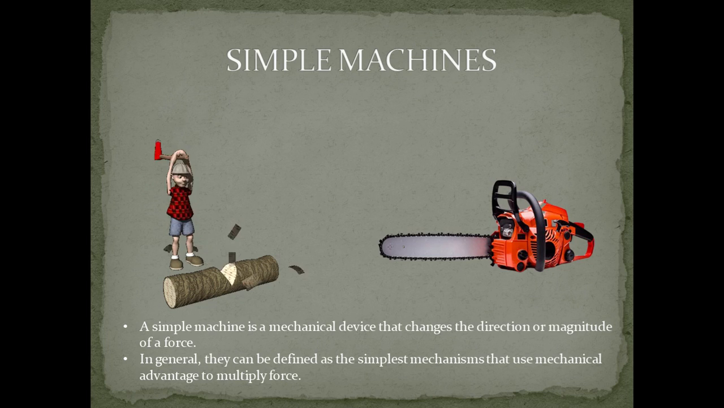Now a simple machine is a device that changes the direction or magnitude of forces, and in general the simplest form of mechanism that uses mechanical advantage to multiply forces is known as a simple machine. So there are various simple machines that we can find every day in our day-to-day life, that we also use every day.